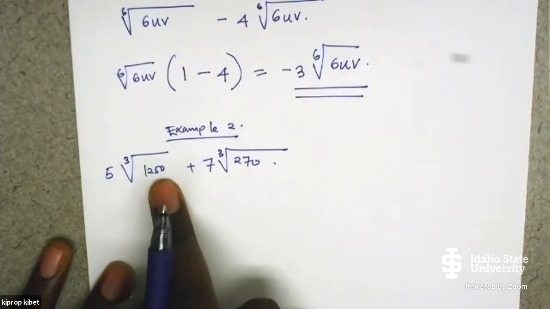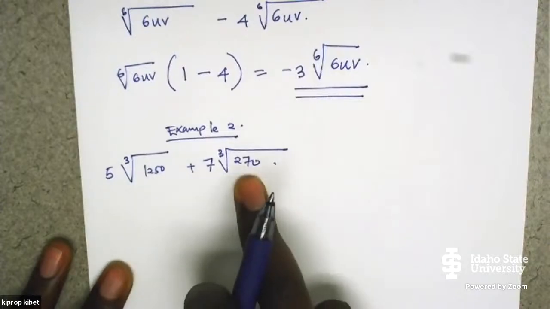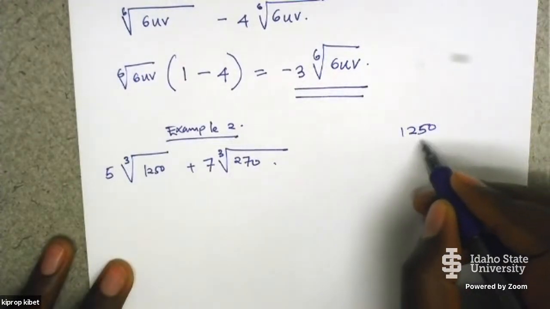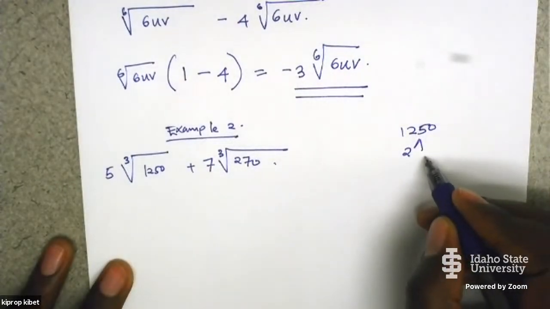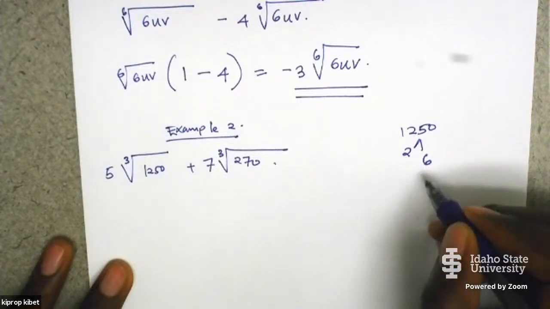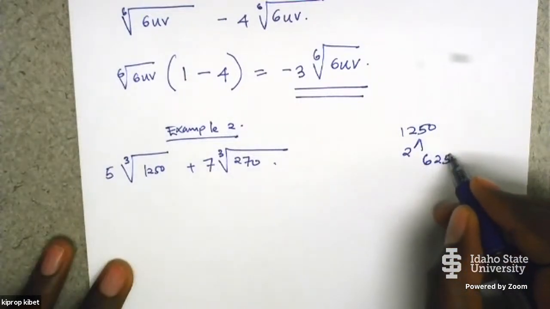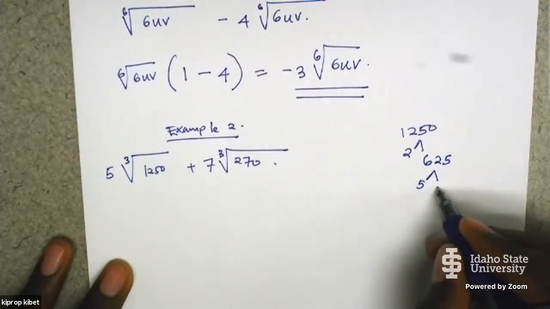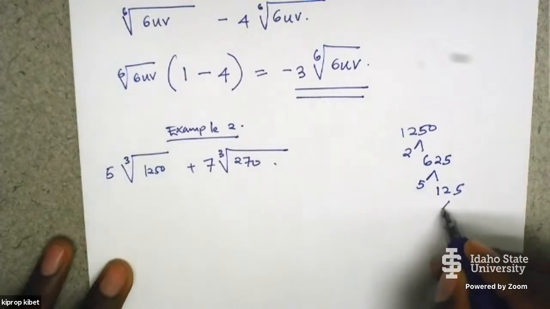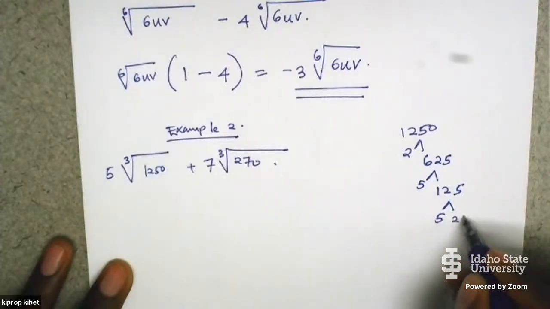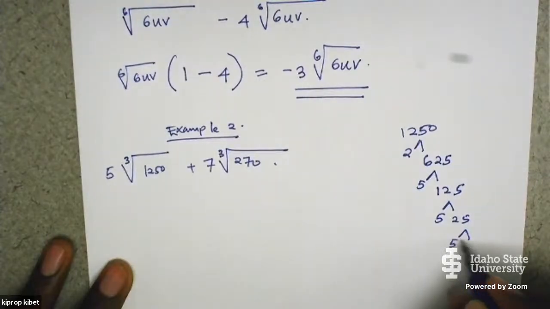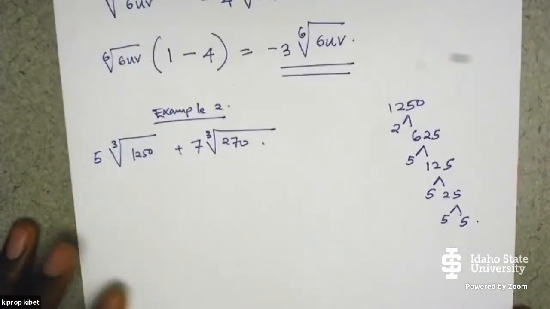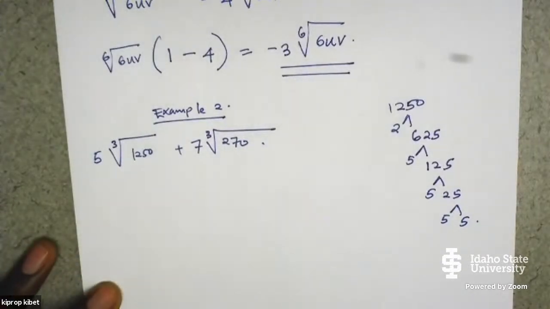So you need to get the factors of 1250 and the factors of 270. So 1250, if we divide by 2, you get what? 625. Divide by 5, you get 125. And then 5, you get 25. Then 5, you get 5, right? So those are the factors of that.